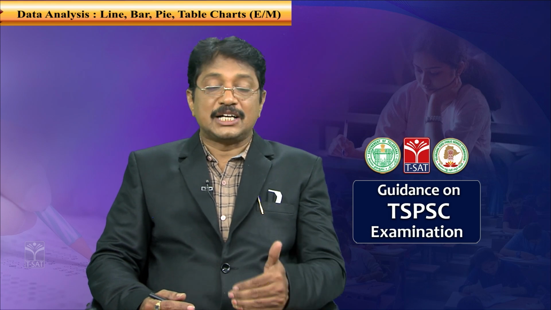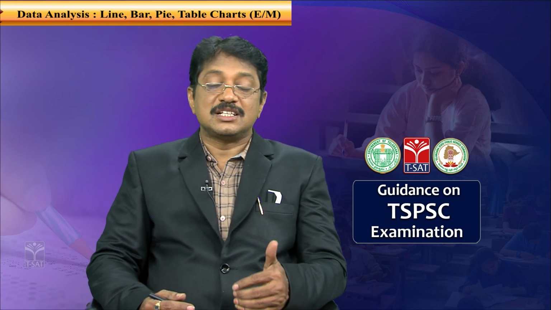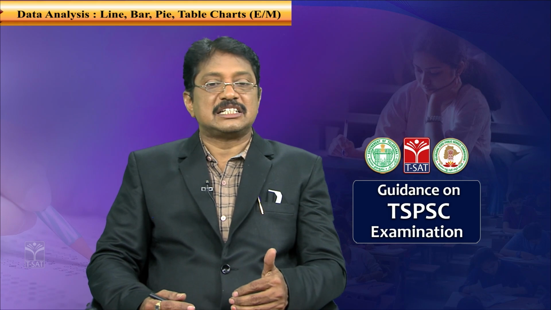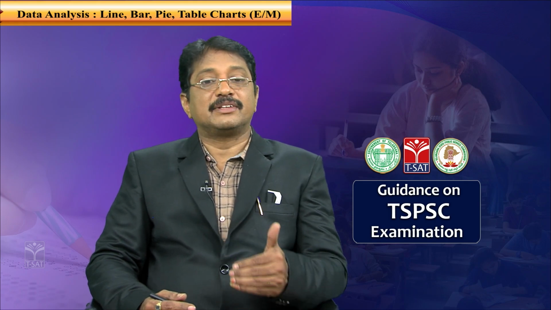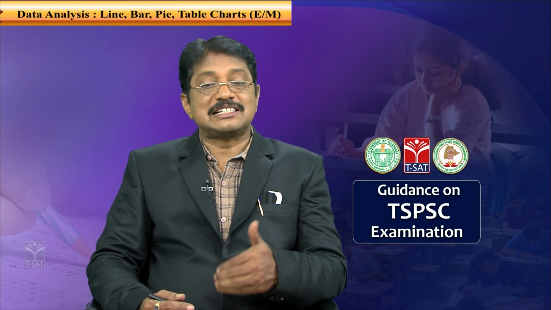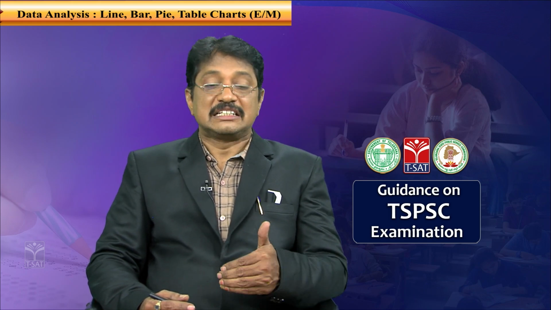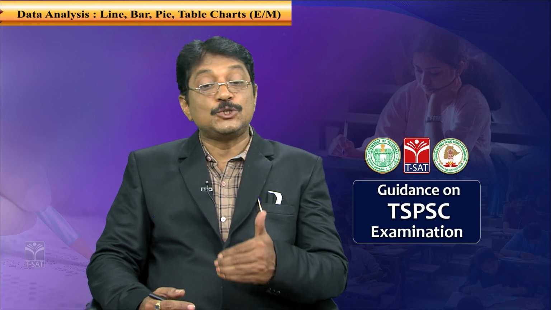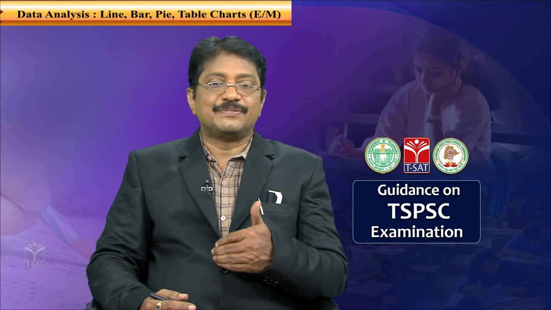0 to 10, 10 to 20, 20 to 30, these are called continuous class intervals. Here the upper limit of the first class is equal to the lower limit of the next class. Such classes are called continuous classes. We call them inclusive classes also. This is very important.